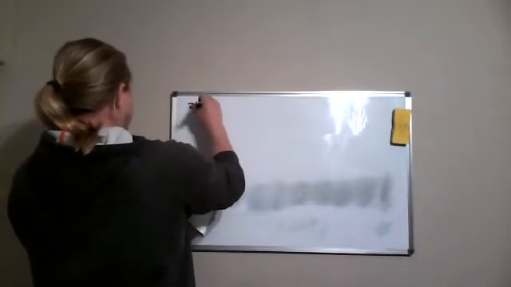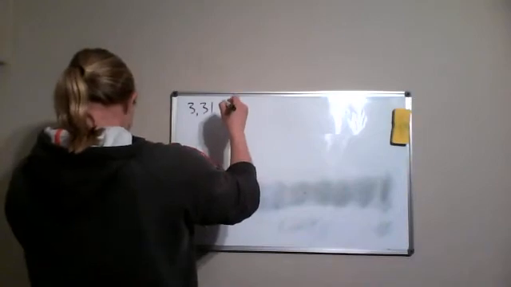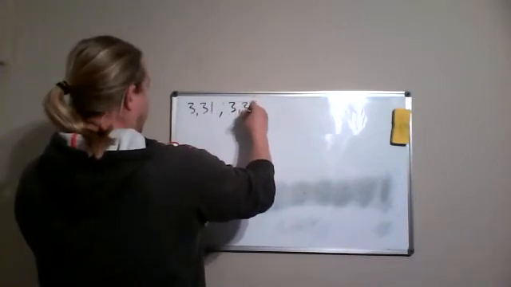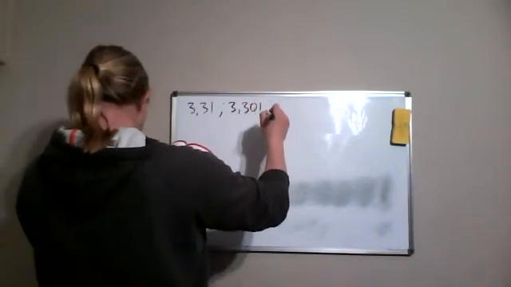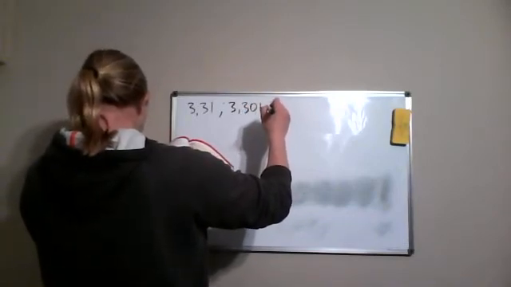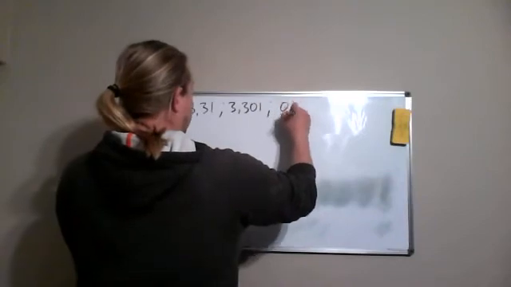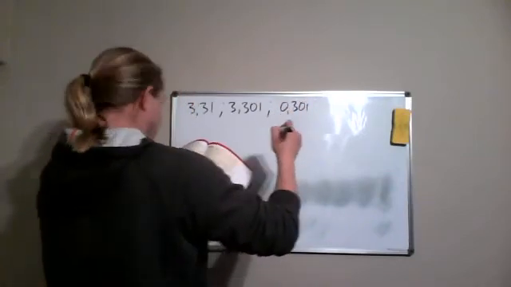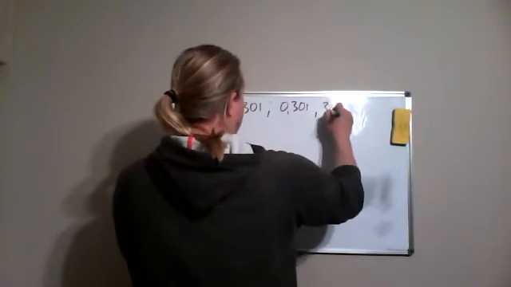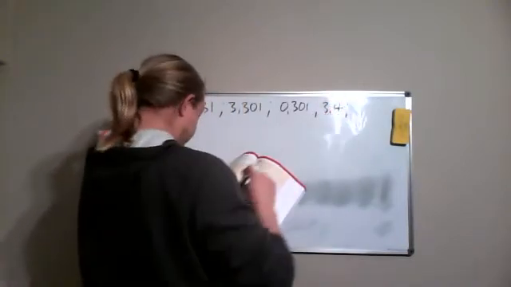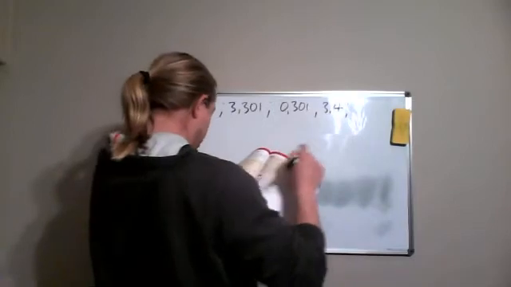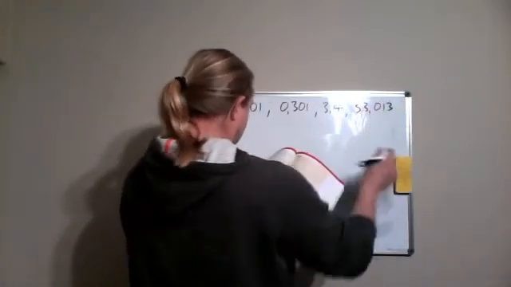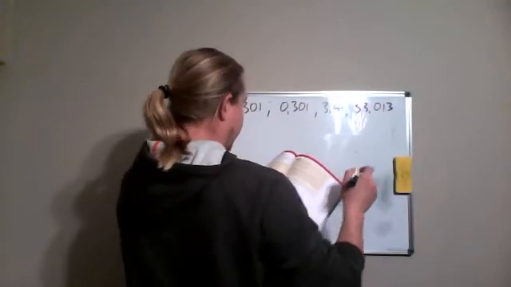Okay, we have 3.31, 3.301, 0.301, 3.4, 33.013, and 3.41.